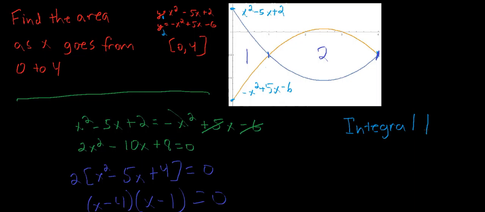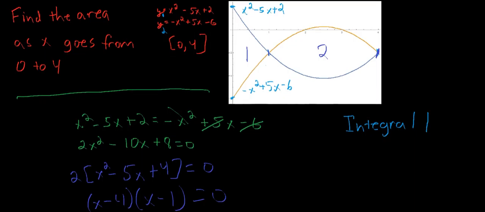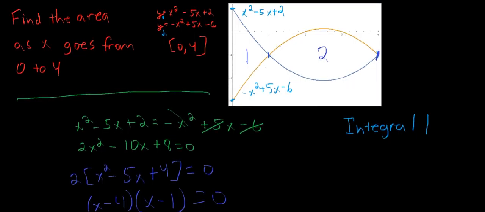Integral 1. In integral 1, we see that y1, this equation here, is actually higher than y2, this equation here. This holds true as x goes from 0 to our intersection point, so as x goes from 0 to 1. So the bounds of our integral are going to be 0 to 1.